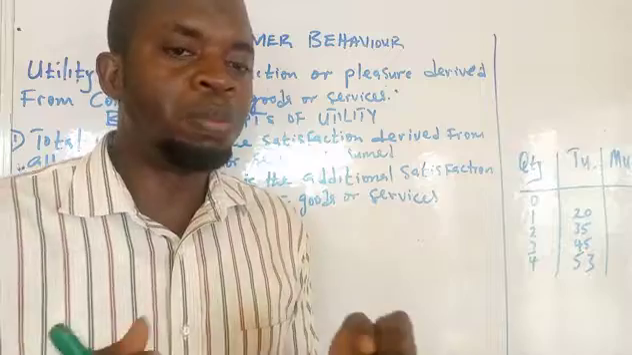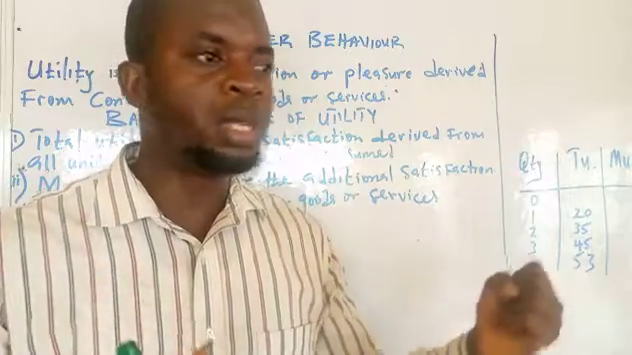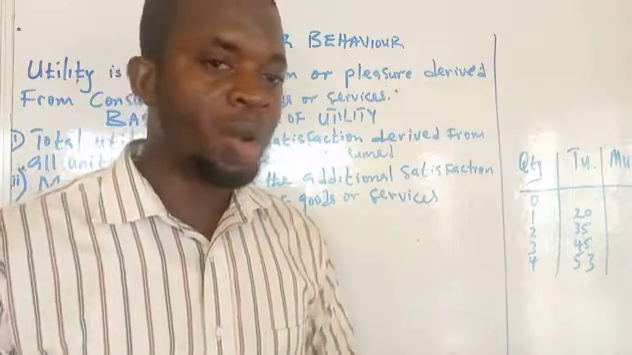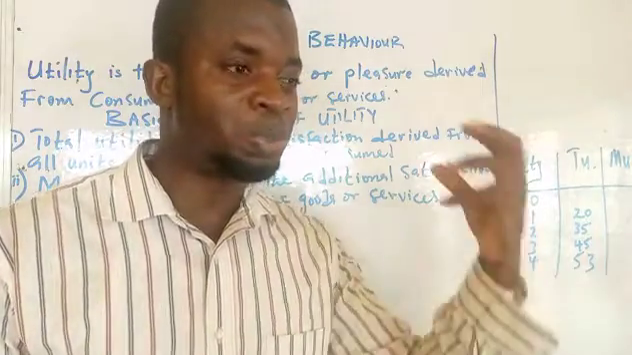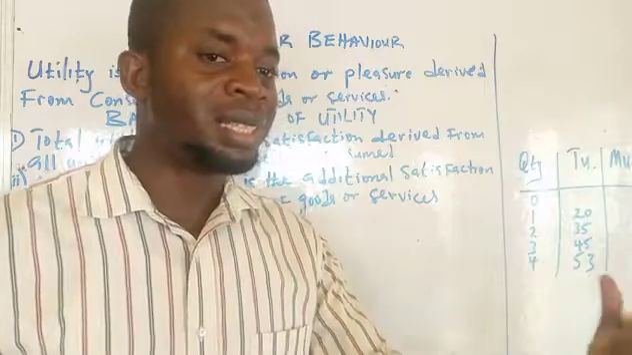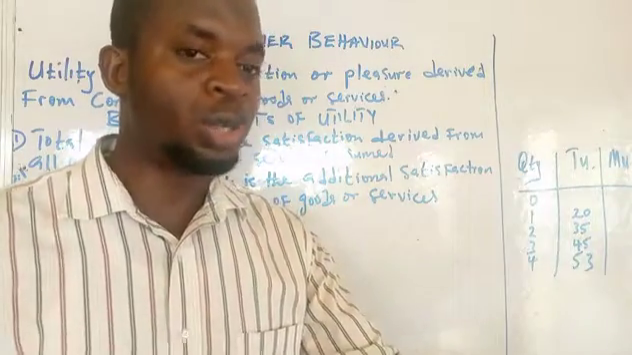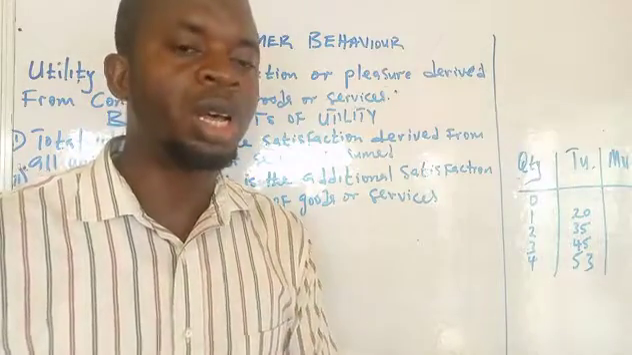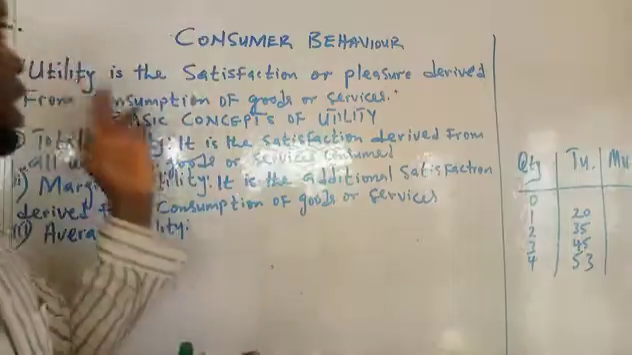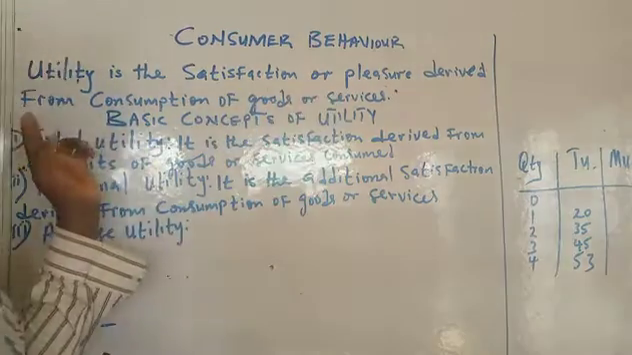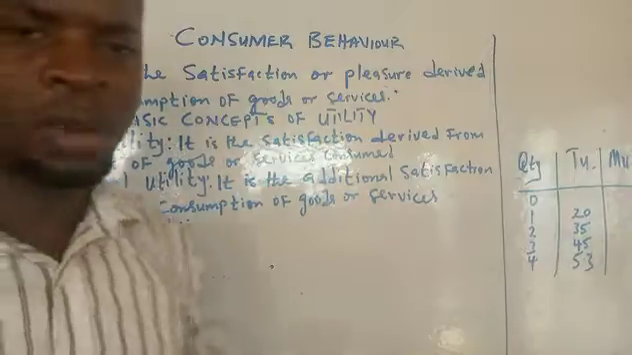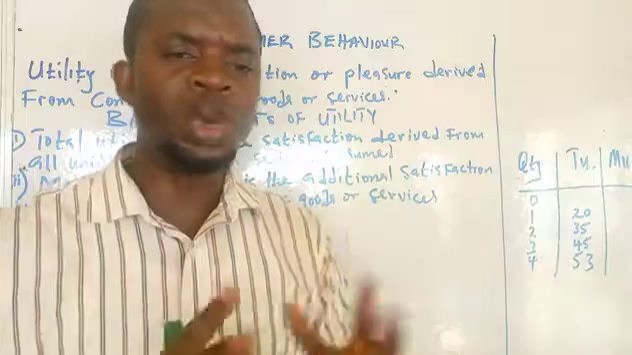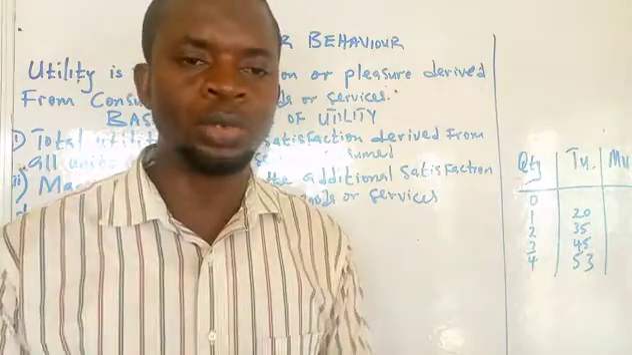So it means the pleasure you have, for instance, if you are coming from school under scorching sun, you are thirsty, and what do you need? Water. That water, you are expecting something from that water, satisfaction to quench your thirst. That satisfaction you get when you take that water is what we call utility. So utility is the satisfaction or pleasure derived from consumption of goods or services. Now, please, this you must memorize. Now, then we need to look at some basic concepts of utility.